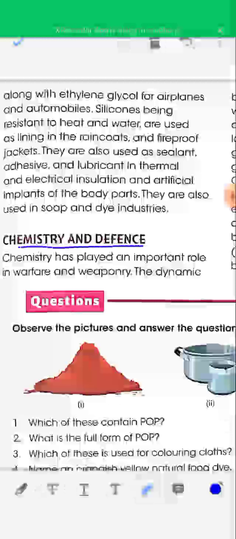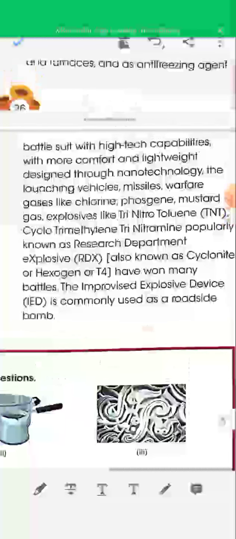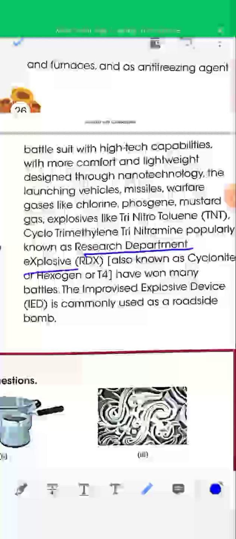And last is chemistry and defense, the role of chemistry in defense. Chemistry has played an important role in warfare and weaponry. Some chemical substances such as TNT, trinitrotoluene, and RDX are explosive chemical substances. These chemical substances are used in many battles.